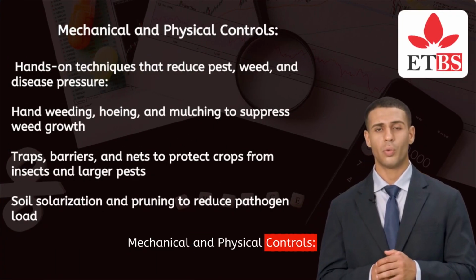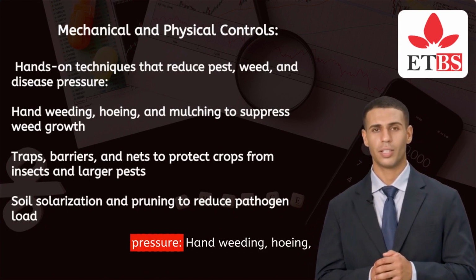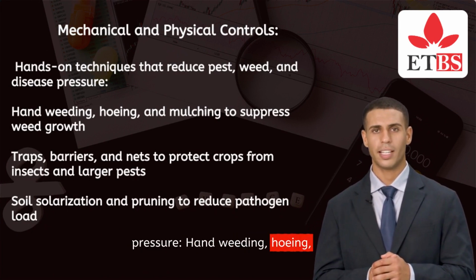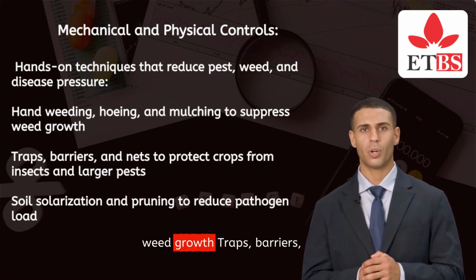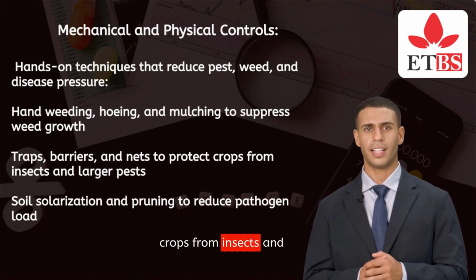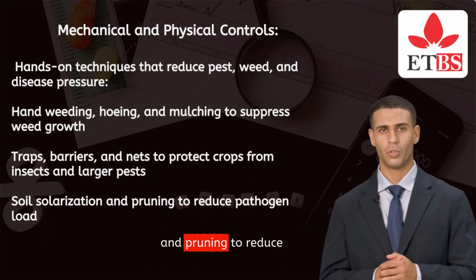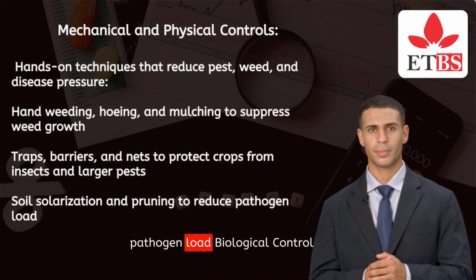Mechanical and physical controls. Hands-on techniques that reduce pest, weed, and disease pressure. Hand weeding, hoeing, and mulching to suppress weed growth. Traps, barriers, and nets to protect crops from insects and larger pests. Soil solarization and pruning to reduce pathogen load.